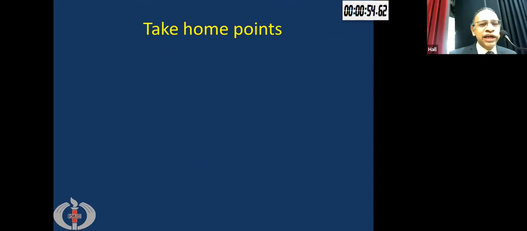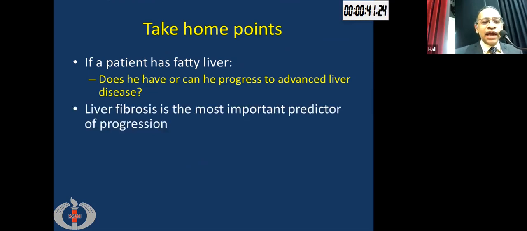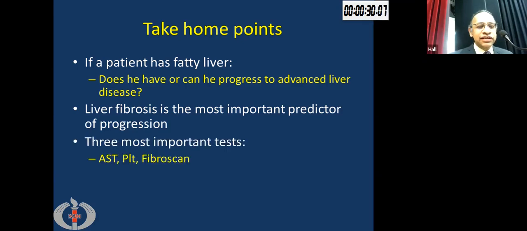So, take-home points: if a patient has fatty liver disease, the most important point to look at is whether he can progress to advanced liver disease or not, or does he have underlying advanced liver disease or not. And fibrosis is the most important predictor of progression. So most of the non-invasive tests actually try to pinpoint whether the patient has liver fibrosis. And the three most important tests are AST, platelet, and fibroscan in terms of non-invasive tests for fatty liver disease.